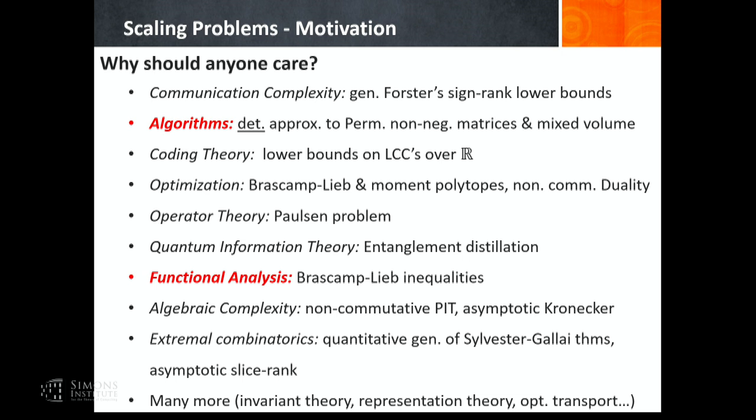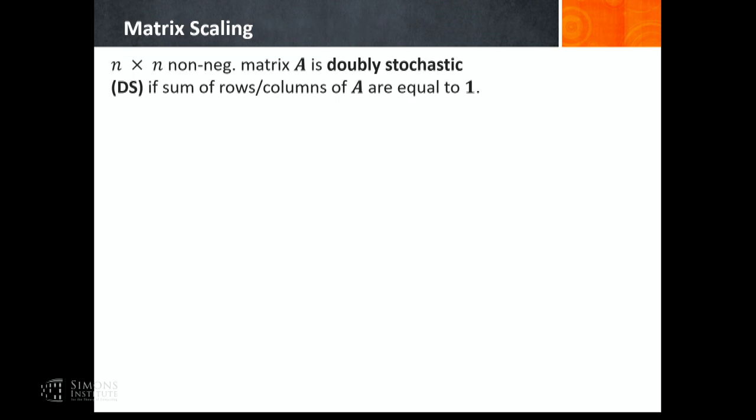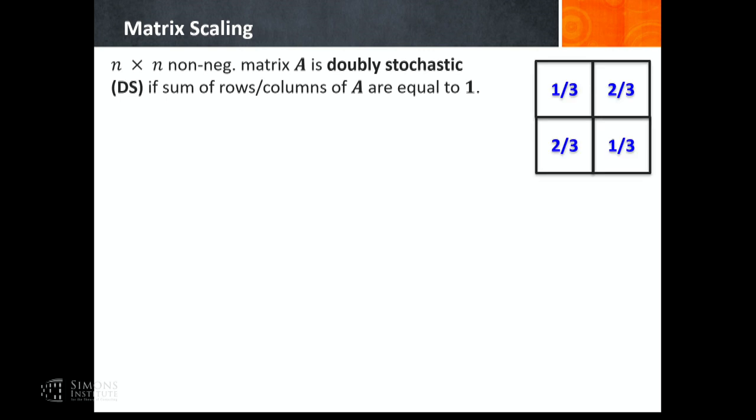I may not stay much in motivation, but let me just give you a very simple scaling problem, which is the matrix scaling problem. Suppose I give you an n by n non-negative matrix A, okay? And I say that this matrix is doubly stochastic if the row sums and the column sums are all 1. So here's an example of a doubly stochastic matrix.